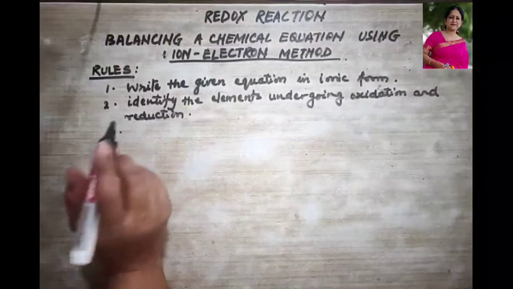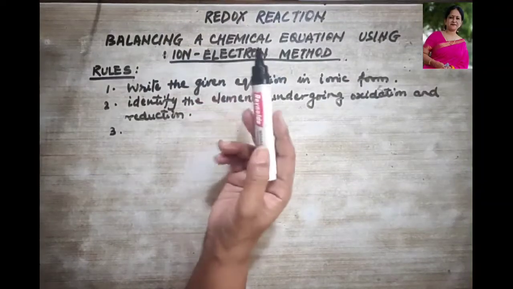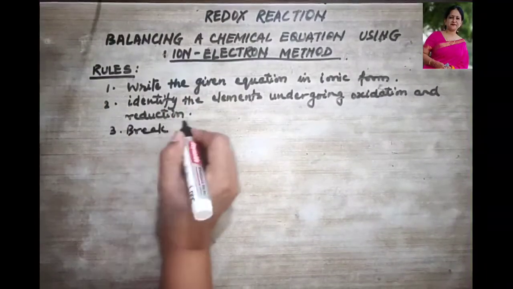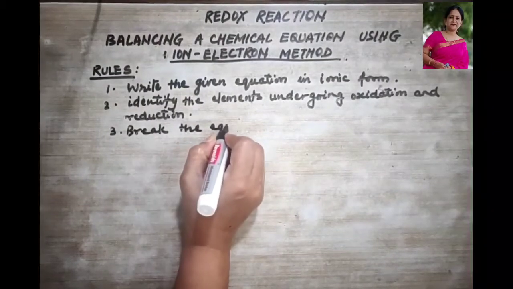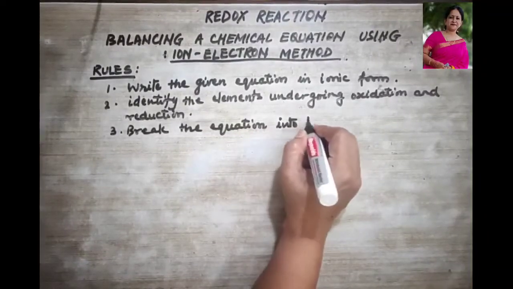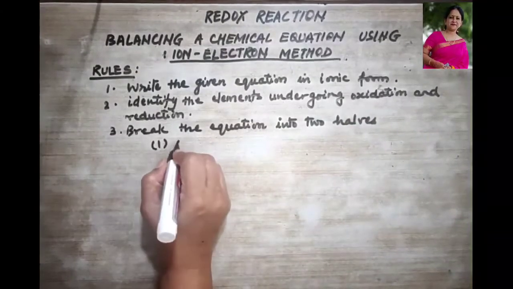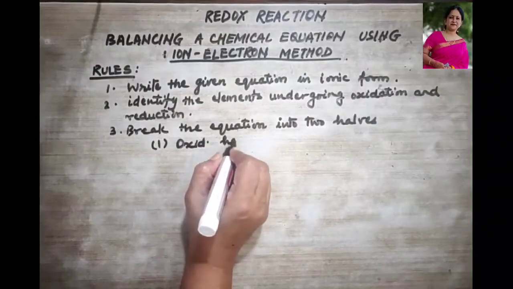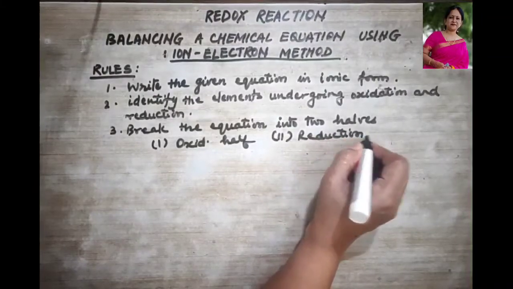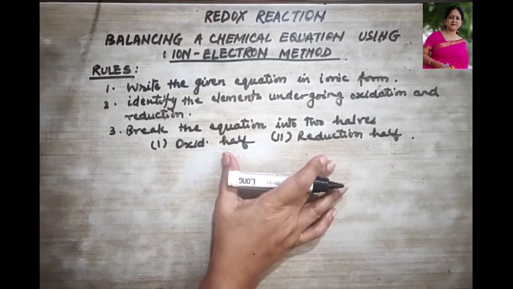Now next is to break that ionic equation into two halves. That is why I said ion electron method also means half reaction method, right? So now break the equation into two halves. What are those two halves? First one is your oxidation half and the second one is your reduction half. So that ionic equation has to be now divided into two parts.